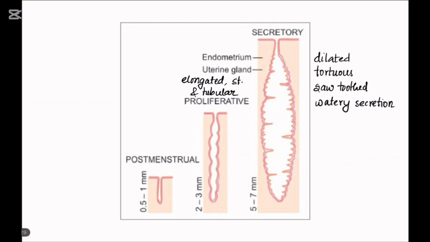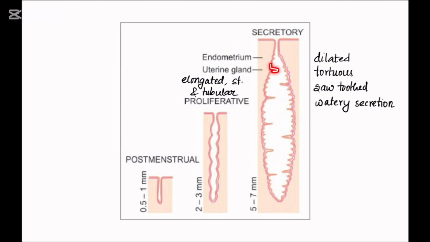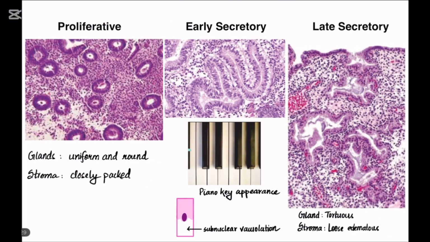Okay, so these are the glands in various stages. You can see that in proliferative phase, the gland is elongated, straight, and tubular. In secretory phase, the gland becomes dilated, tortuous, and saw-toothed. That is, the inner appearance looks like the tooth of a saw. And it also gives off watery secretion, which is the uterine fluid. Even the secretory stage is divided into two: the early secretory and the late secretory.